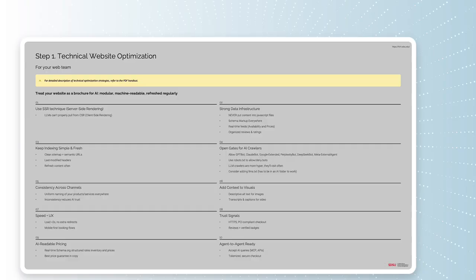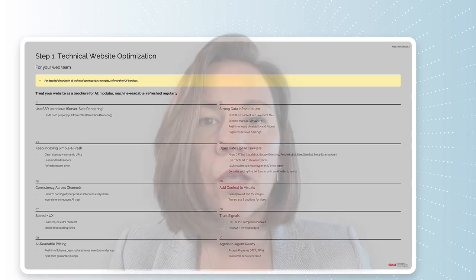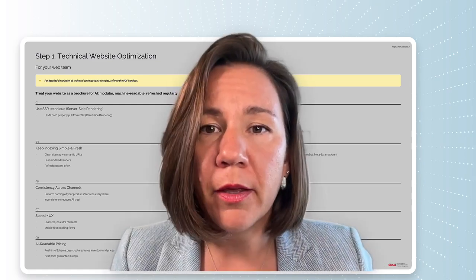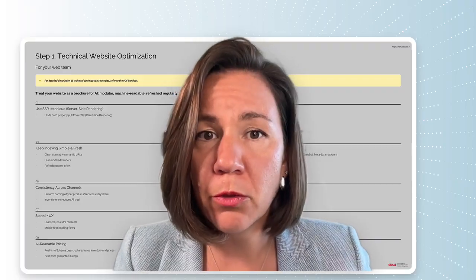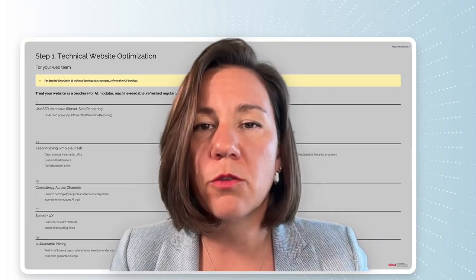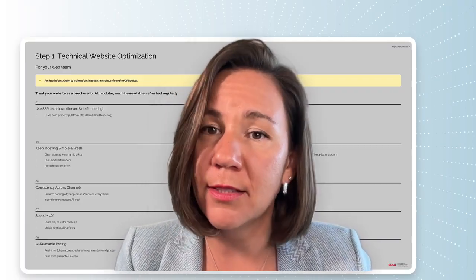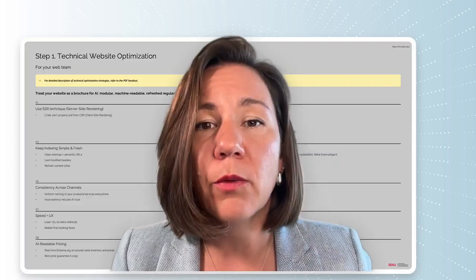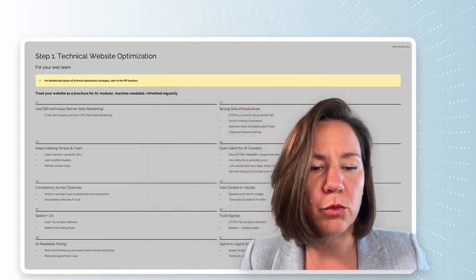Note that there is a downloadable handout that comes with this lecture, which you can share with your web team. It has more detail. In this video, we'll just skim through the high-level points. Key point: think of your page not just as a brochure for humans, but as structured data that AI can easily parse, extract, and recombine. Here's how you do it.